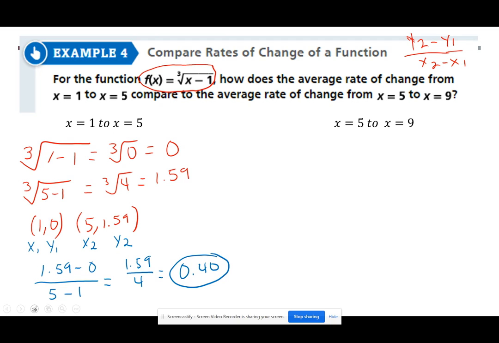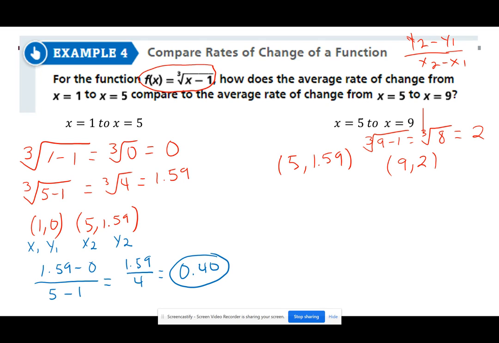Okay, and then we're going to do the other set. So the good thing is we already did x equals 5. I know when x equals 5, my y is 1.59. So that's one less that I have to do. But I do have to take care of this x equals 9. So if I do the cube root of 9 minus 1, which is the cube root of 8, the cube root of 8 I know is 2. So in this case, when I plugged in 9, I got 2 as my answer.